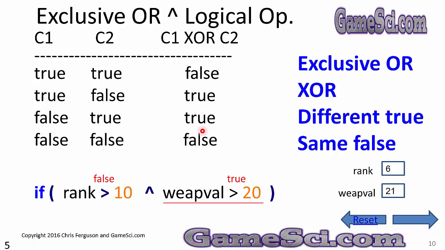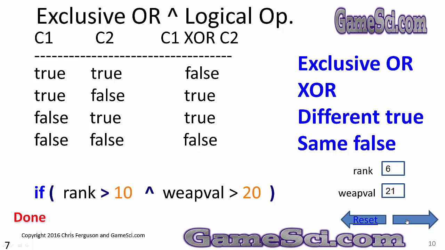Looking at this line of the truth table, false and true produce a true value. So when I evaluate the overall if statement, false, exclusive or, true produces a true result. As a true result, whatever code is in the if block will now execute. There you have it. Those are our three logical operators, and, or, and exclusive or.